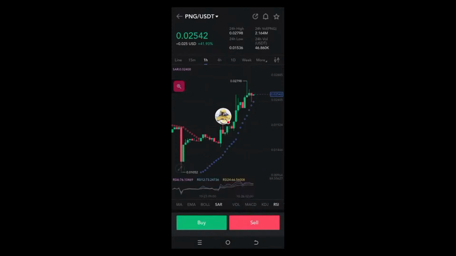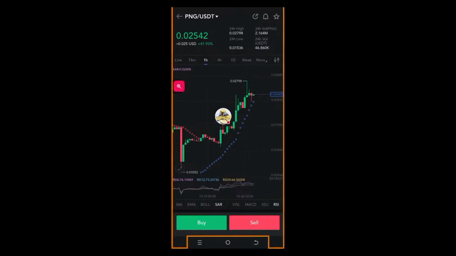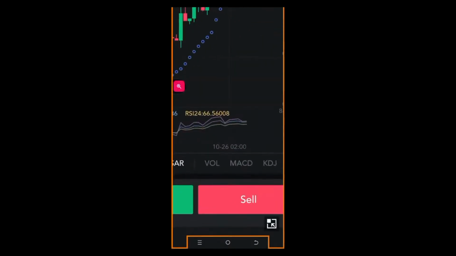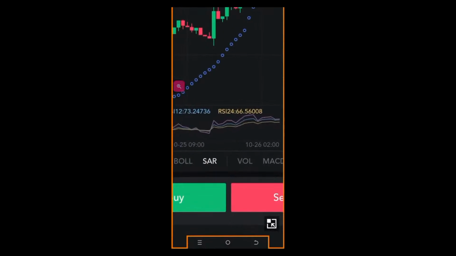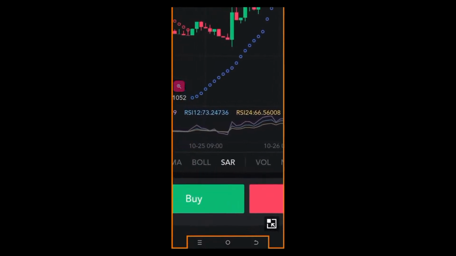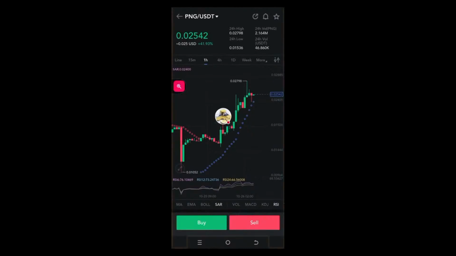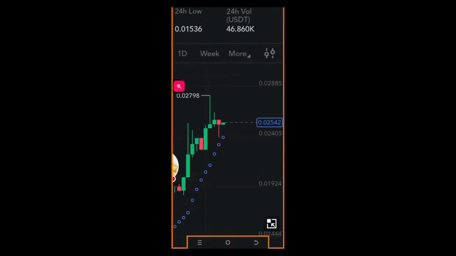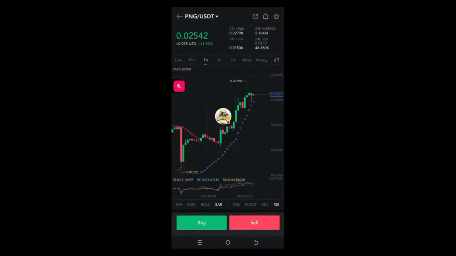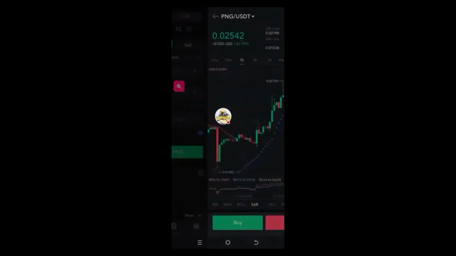Okay, maybe I'll look at this PNG. It looks like it's still in pump mode. And let's check RSI. RSI looks like it's still going up. Okay, let's check it out. Let's try this one out. I hope we won't waste too much time here. But it looks like it's still in pump mode. You can see that it's still going up. Well, it had a little pullback, but let's hope that this will be good.